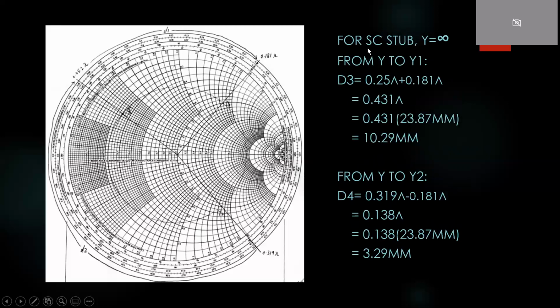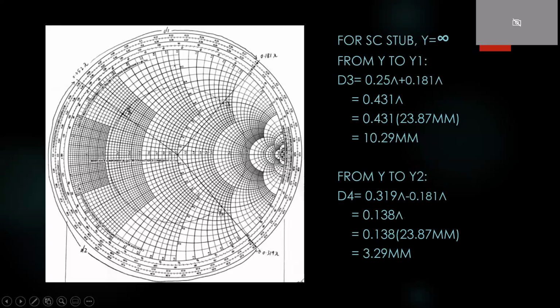And then for the short circuit stub, the Y is equal to infinity. When we want to find the length of the short circuit stub, we can use the formula 0.25 plus 0.181. It means that from here, you can add until here, going until infinity. Then for Y2, we use 0.319 lambda minus 0.181.